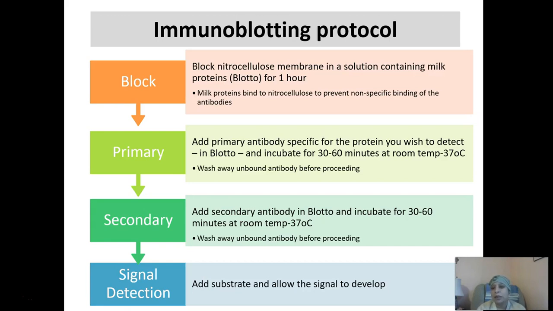In our class setting with our 4 hours, we do everything together. So we'll already have our membranes in our blocking solution when you come in. And you're going to go ahead and add your primary antibody, and leave that on for an hour to hour and a half before we proceed to the second step. So we'll do 1 hour primary, wash away our antibody that's not bound, and then do 30 to 45 minutes of secondary, wash away unbound antibody before proceeding.